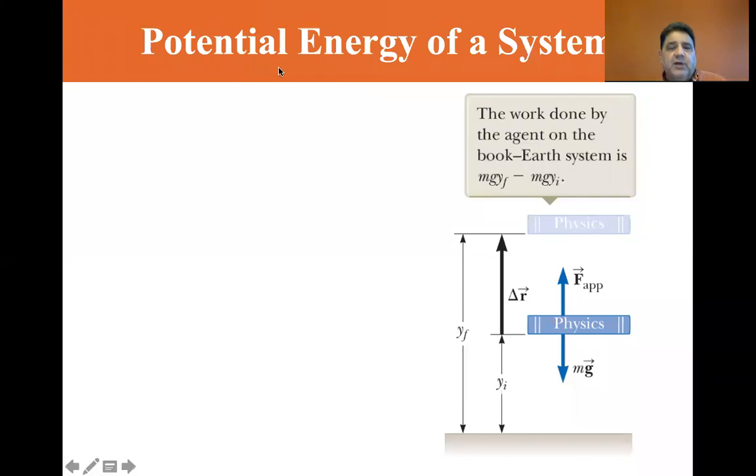Now, we previously talked about kinetic energy. Kinetic energy is equal to 1/2 mv squared. Notice that if v is equal to 0, then the kinetic energy is equal to 0. So kinetic energy is, as the name indicates, kinetic. Kinetic energy is the energy of motion. If you have zero velocity, no motion, then you have no kinetic energy.